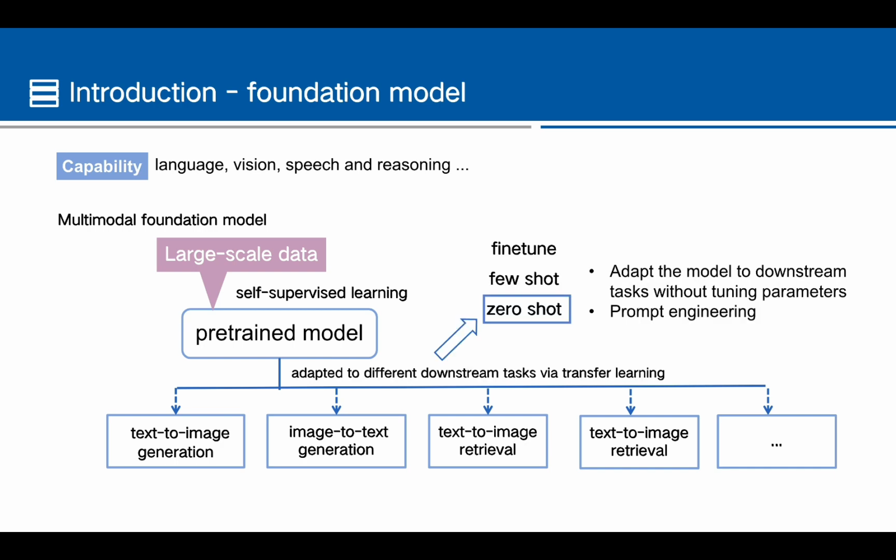Especially, zero-shot transfer is a feasible way to adapt the model to downstream tasks without tuning parameters. With the help of prompt engineering, the foundation model could be fixed and the prompts are used to trigger the model. Conditioned on well-designed text prompt, the text-to-image generation foundation models could create desired and original images.